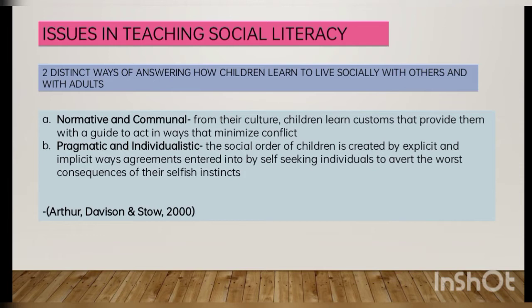The social order of children is created by explicit and implicit agreements entered into by self-seeking individuals to avert the worst consequences of their selfish actions. Kung sa normative view, children are persuaded of the moral force of acting socially through their voluntary association with others, both in their immediate circle, such as the family, and in the wider community. For example, through membership of a church or club, the child in this normative view will not only know the correct behavior but will perform the role without any need for regular conscious reference to the rules governing it.